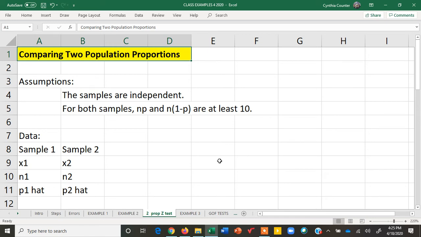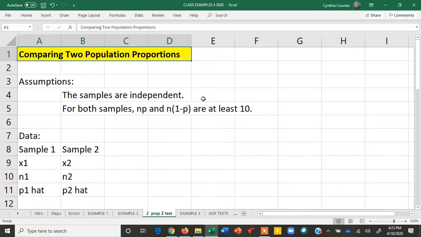In this video, we are going to look at hypothesis tests that compare two population proportions. Now, we are assuming that the samples are independent. So we have two independent populations from which we've selected two independent samples.